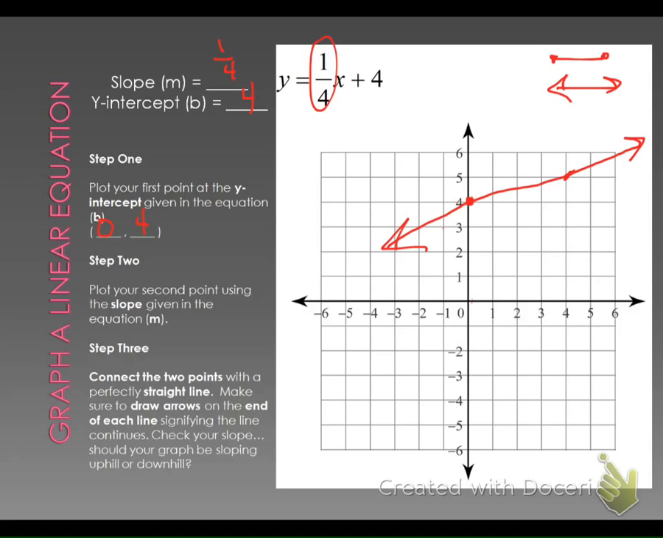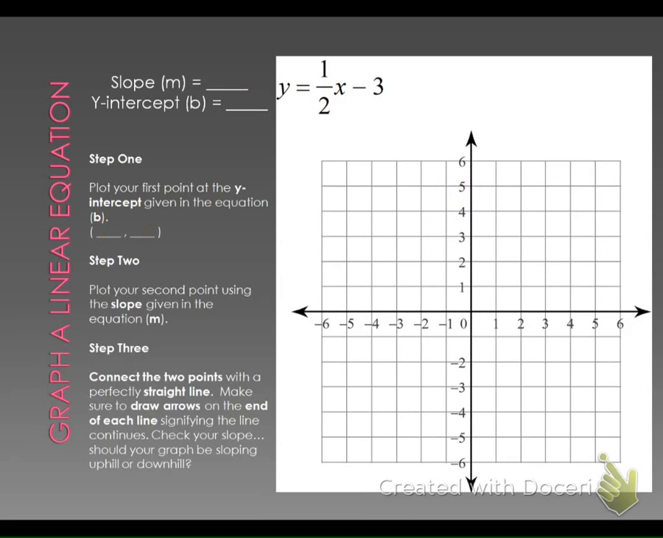Notice this line. Is it going uphill or downhill? If you need to check, write your name on the line, and it'll help you see if the line's going uphill or downhill. So this line is going uphill, so I expect my slope to be a positive slope. Is my slope positive? Yeah, 1/4 is a positive 1/4. So that's a way of checking your line: you look at your slope to check your line.